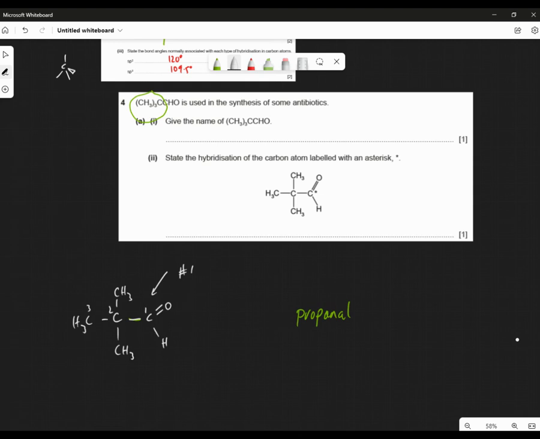Sorry, methyl on number 2, and there's another methyl on number 2. So this is simply 2,2-dimethylpropanal. Okay, that's the name of it. Whoopsie daisy. So that's that. Oh, they've drawn it for us there.